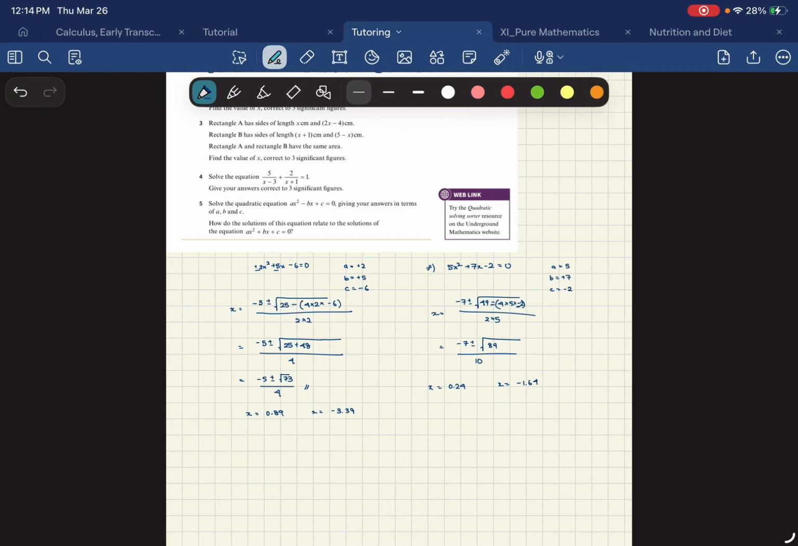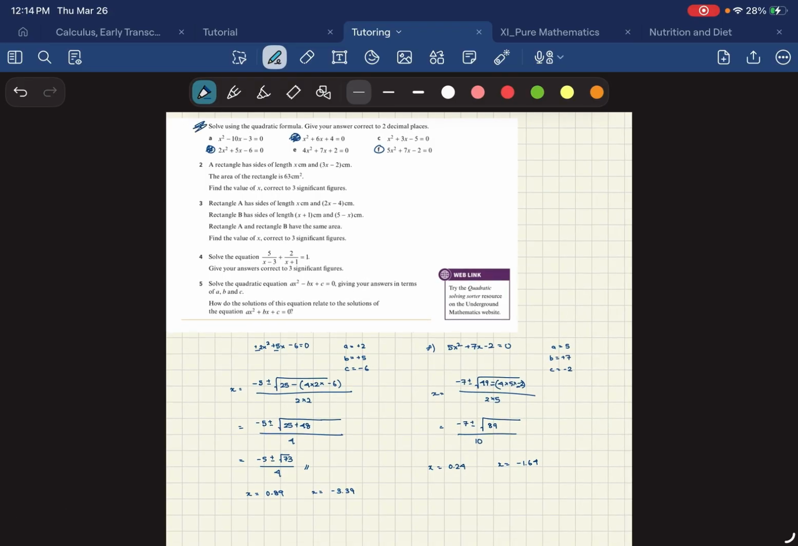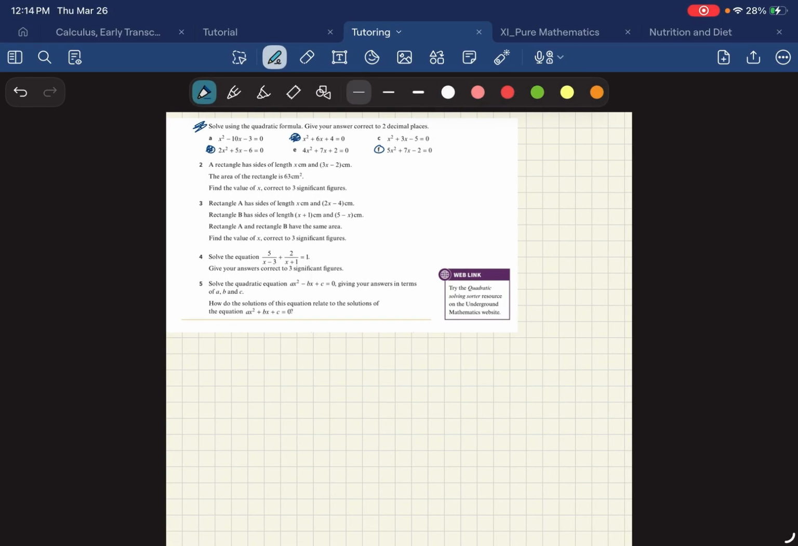So those are your two solutions. And that is how you do part 1. This is just a review on how to use the formula, and I believe we've been using the formula since chapter 1.